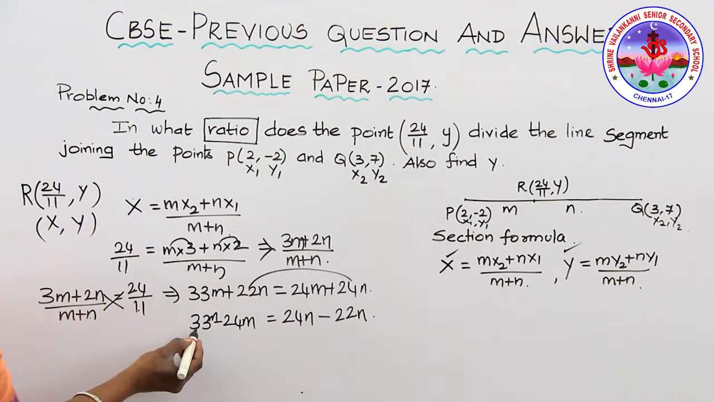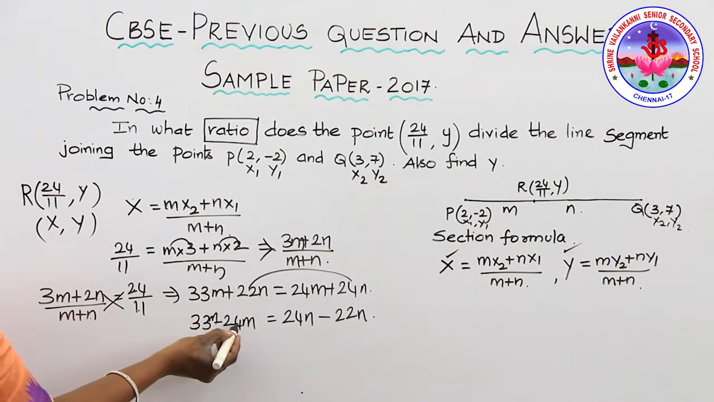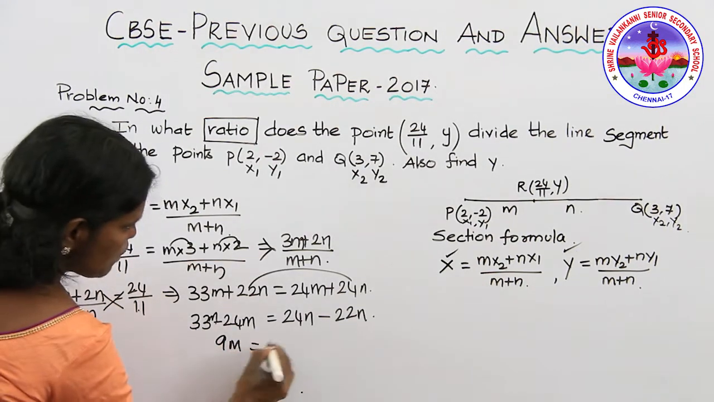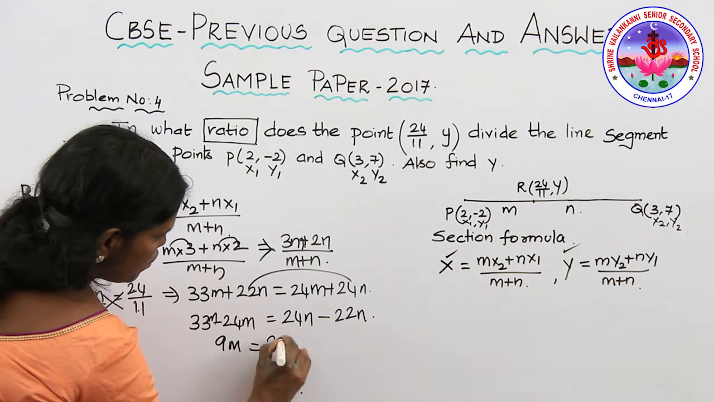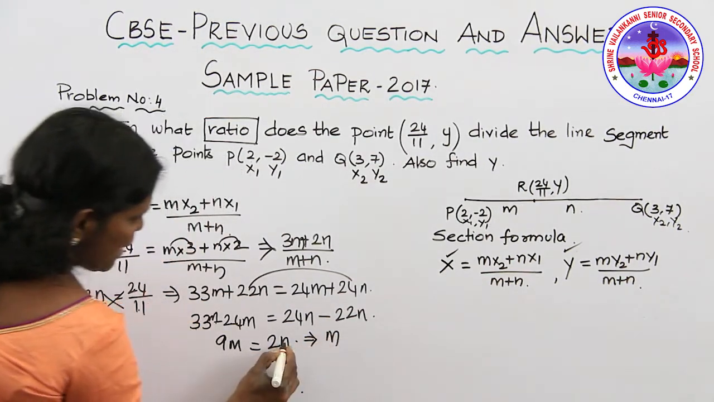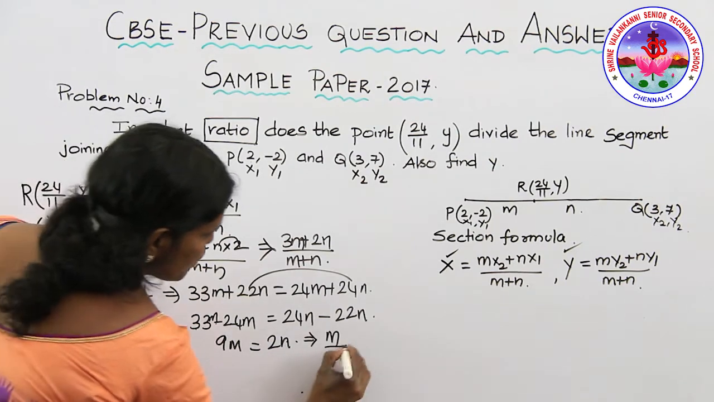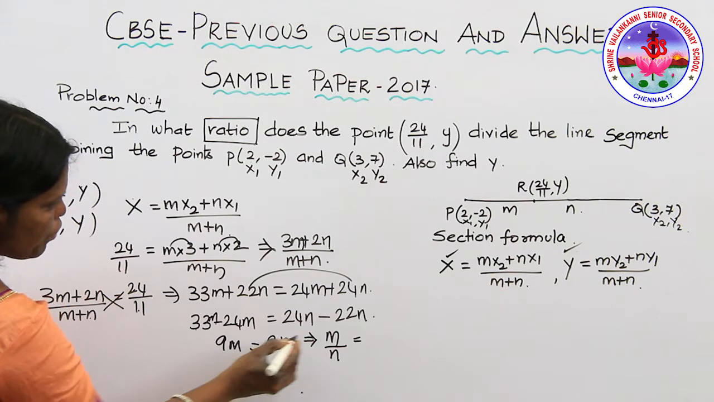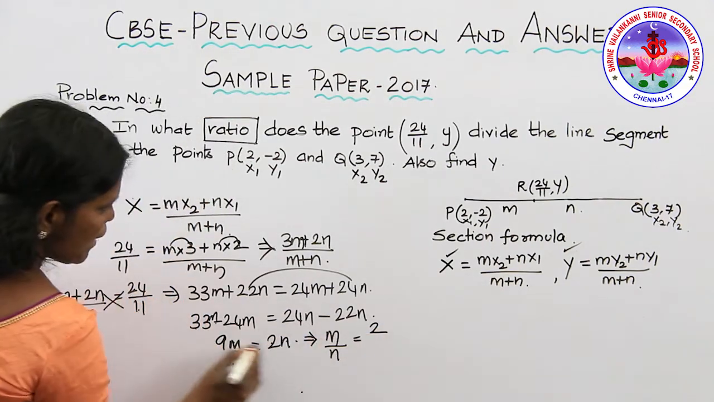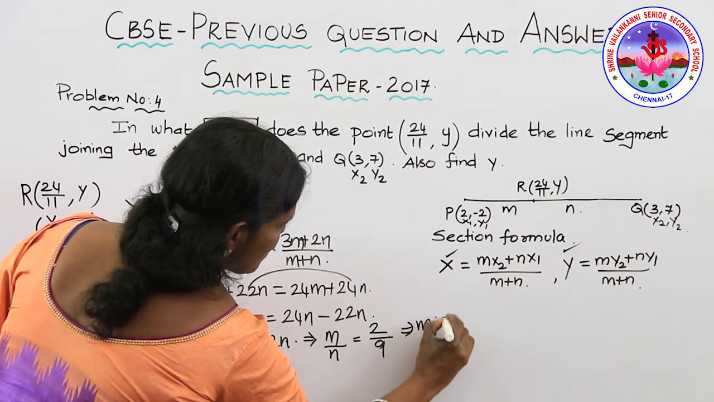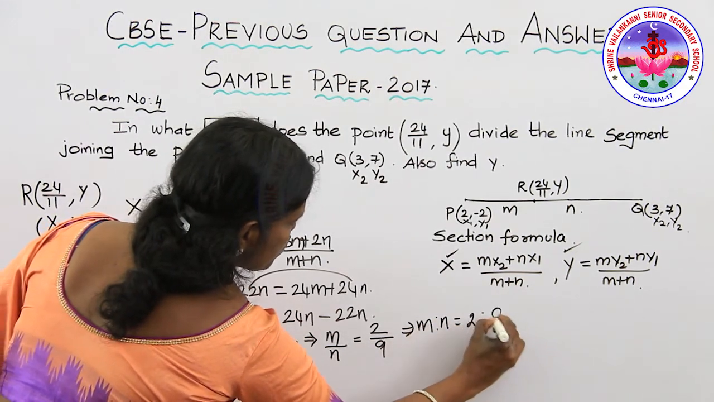So 33m minus 24n, which is equal to 9m, which is equal to 24 minus 22n. I need to find out my ratio m by n. So n comes to the left side. I will be getting m divided by n, and 2 keeping as it is, taking this 9 to the other side, 9. So I got m is to n is equal to 2 is to 9.